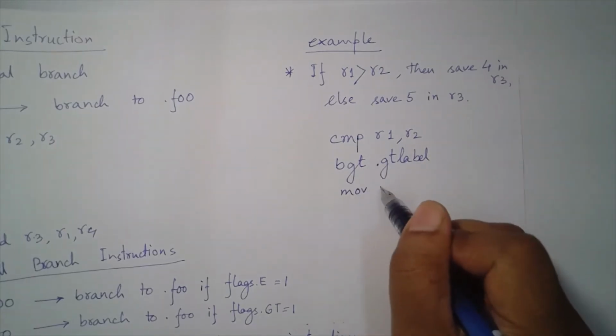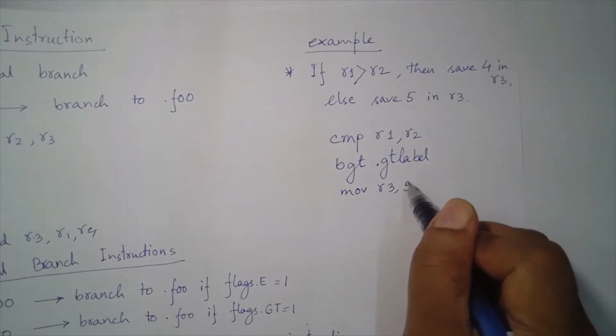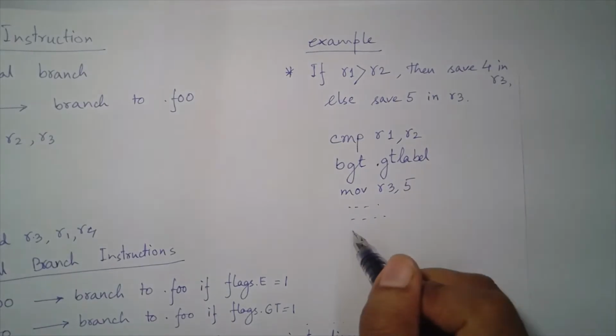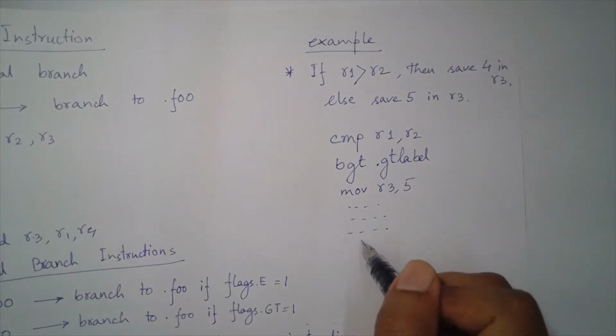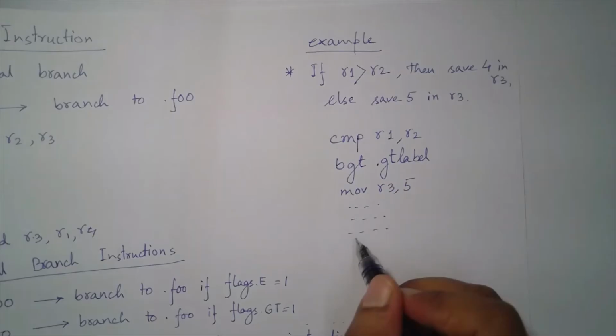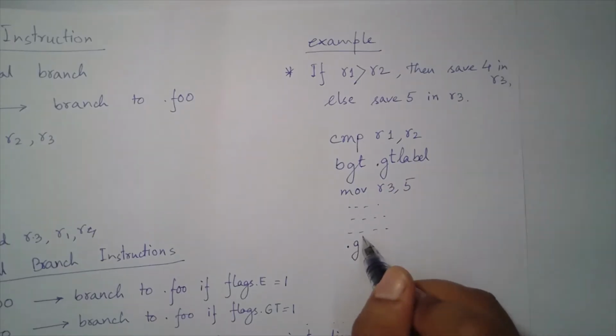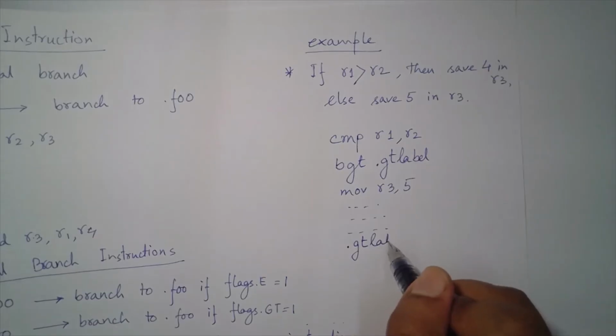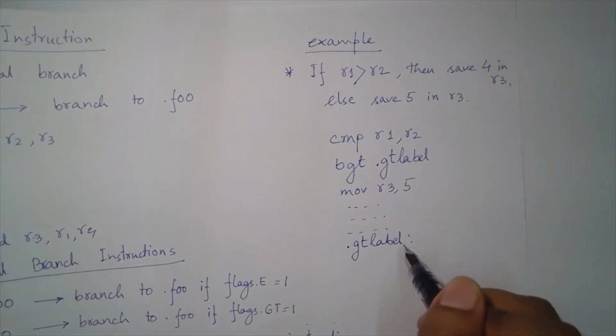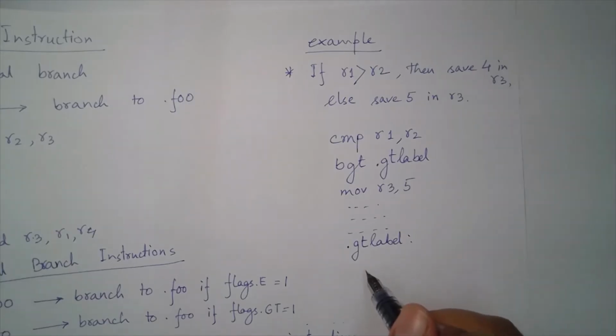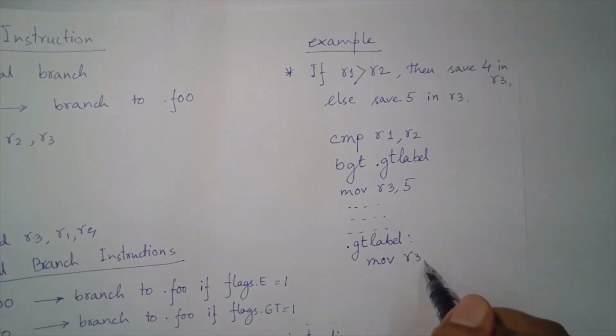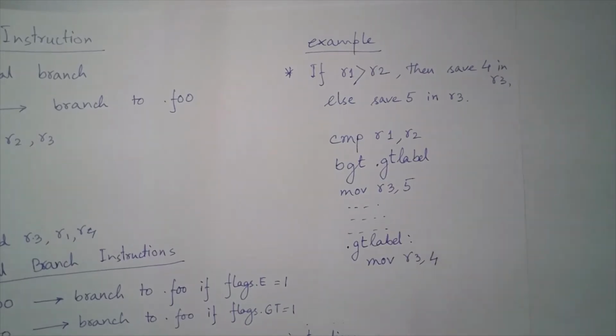So, move R3 with 5, and then you can end the program or whatever you are supposed to do. If this condition is true, then you should go to some other location which is denoted by this go to label, right. And what you should do here, you should update R3 with 4. So, move R3 with 4, all right. So, pretty straightforward, nothing very complicated. I hope you guys can relate to what we are talking about.